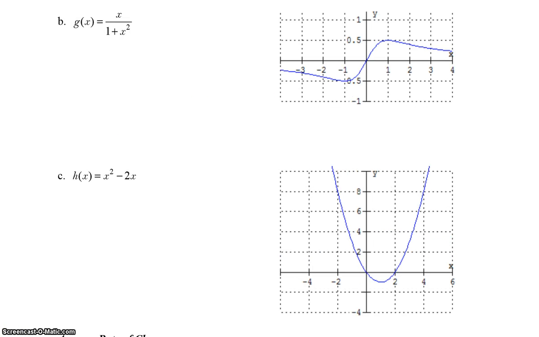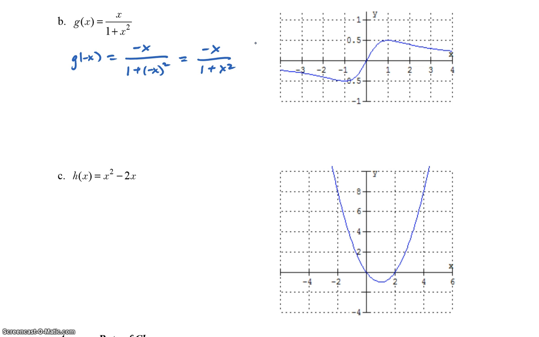Let's look now at part B. G of x equals x over 1 plus x squared. Let's see if we can algebraically determine if g is even or odd. It all depends on looking at g of minus x. So replace x with minus x wherever you see it. And then simplify. So we'd have minus x in the numerator. In the denominator, we would have 1 plus x squared. The minus sign being squared makes it disappear.